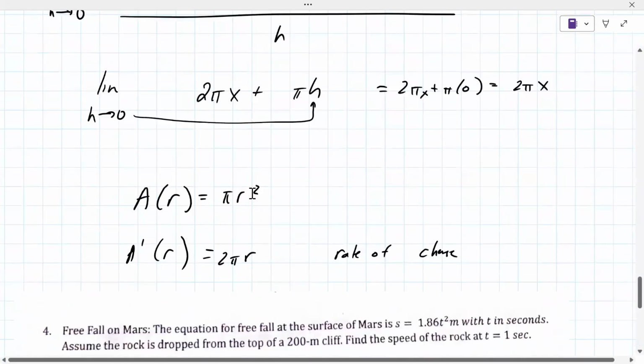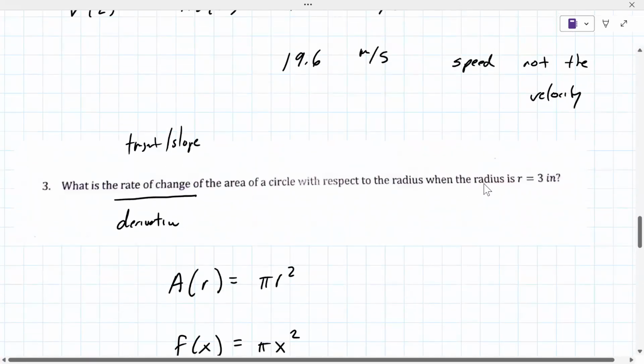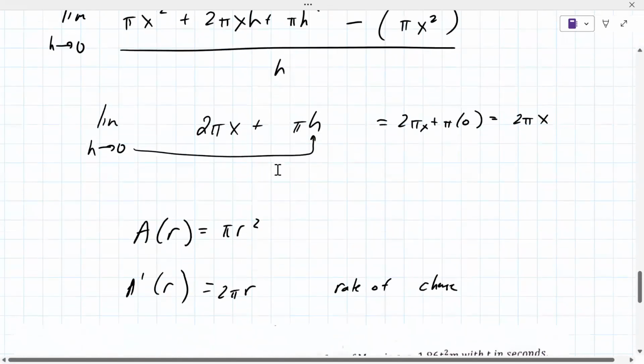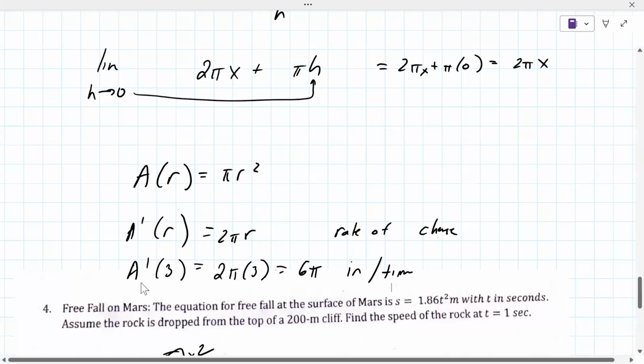Now this one actually, and I messed this up here. Let's go back to the previous problem. Okay, in the previous problem it says determine the derivative when the radius is 3. I didn't do that. I just found the derivative. You need to find a prime of 3, which is 2 times pi times 3, which is 6 pi. And the units here do matter. It's inches per unit time, which we don't know the unit time because it doesn't specify. So I'm sorry, I did mess that up. Do you please see the correction there?